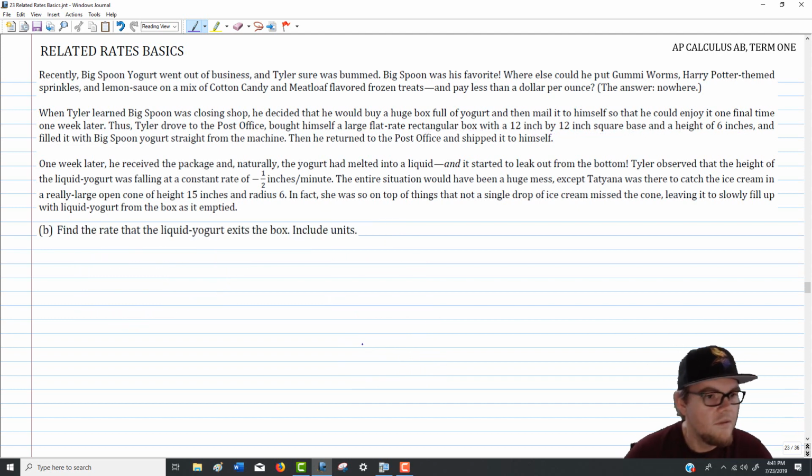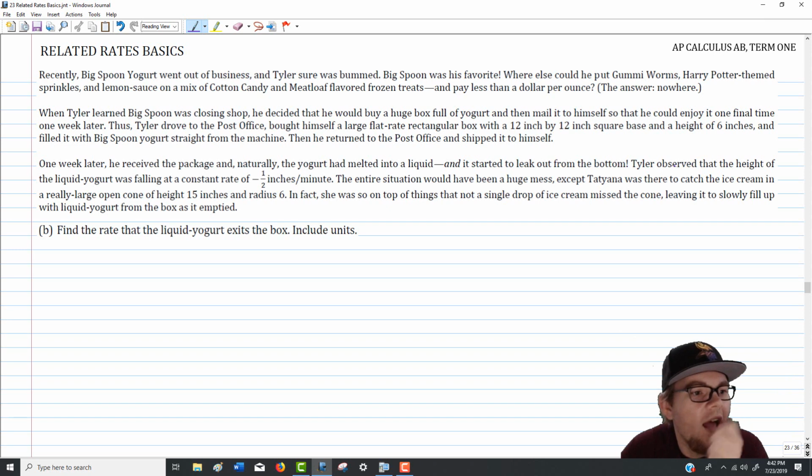Okay, the second part, part B, find the rate at which the liquid yogurt exits the box. So we've got to look at our second situation here. In the problem, it says one week later he received the package and the yogurt had melted, because that's what yogurt's going to do, and it started to leak out from the bottom. I'd be surprised if it didn't do that before the post office delivered it.